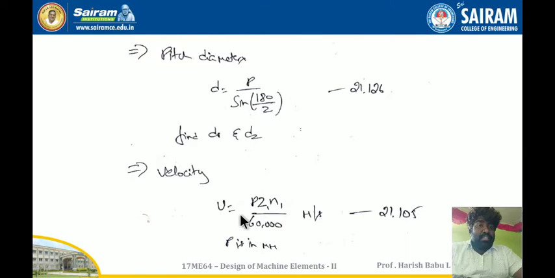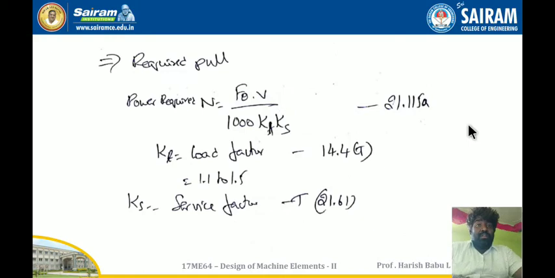So velocity is given by P Z1 N1 divided by 60,000 meter per second. So equation number 21.105, where P will be in terms of mm. So I am going to substitute the values: P, Z1, and N1. So I am going to get the velocity V. Once the velocity is found out, I have to find the required pull.